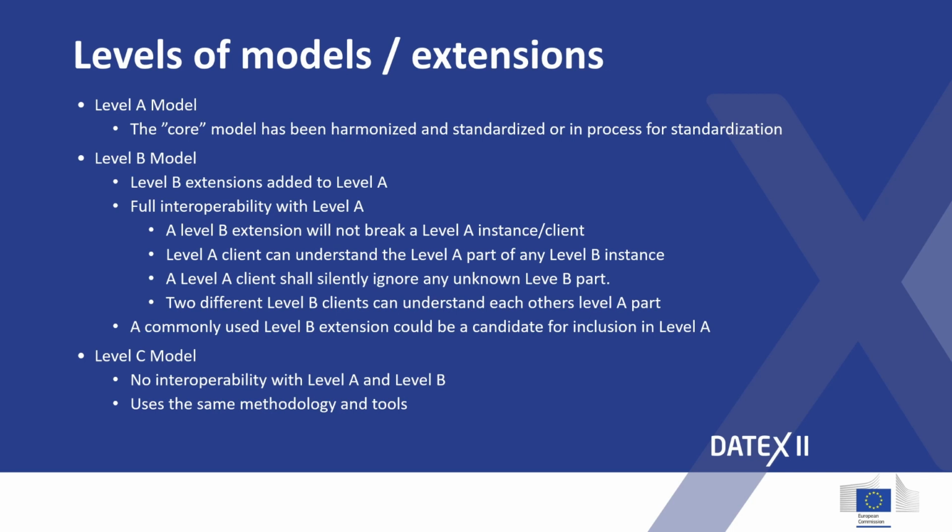A level B model does have level B extensions added, and it's fully interoperable with level A. A level B extension will not break a level A instance client. A level A client can understand the level A part of any level B instance. A level A client shall silently ignore any unknown level B part. Two different level B clients can understand each other's level A part. A commonly used level B extension could be a candidate for inclusion in level A in the future.